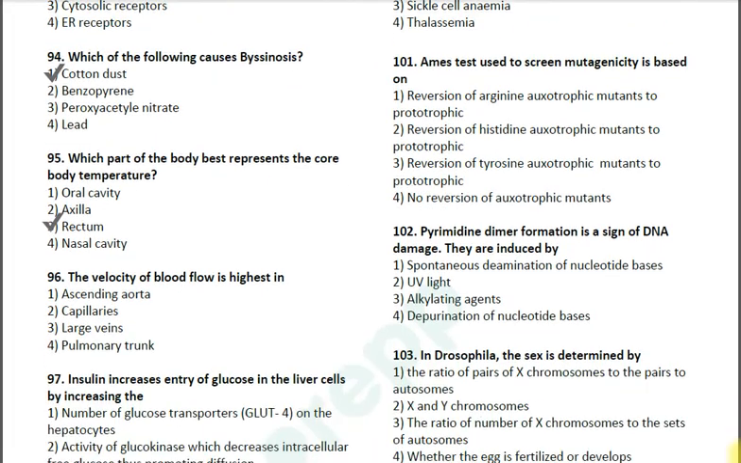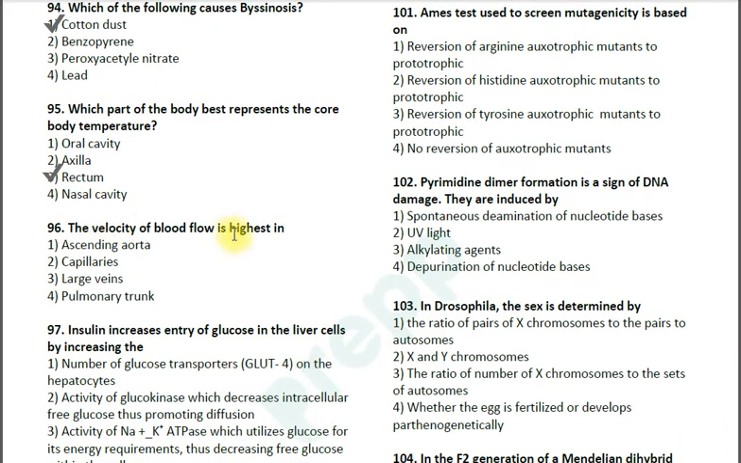Question number 96. The velocity of blood flow is highest in number 1 ascending aorta, number 2 capillaries, number 3 large veins, number 4 is pulmonary trunk. The correct one is option 1, which is the ascending aorta.